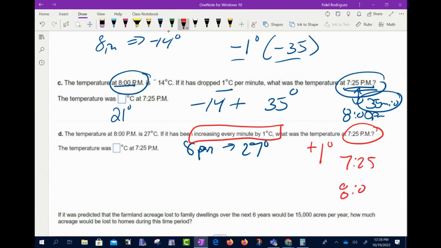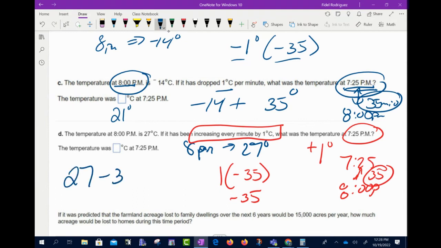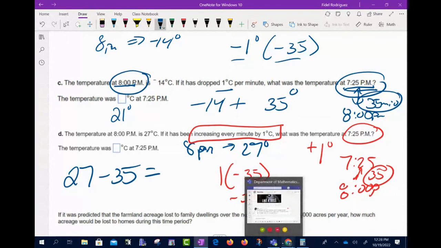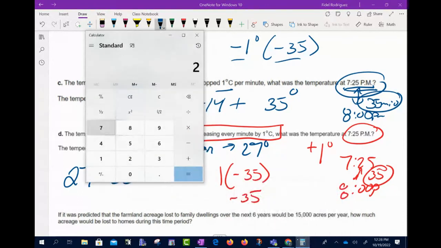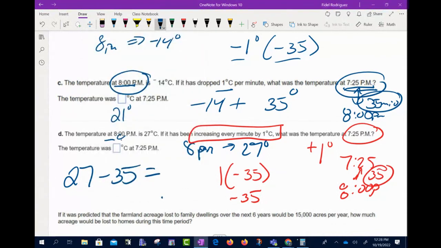So look, y'all, 7:25 to 8 p.m. Again, we know that there's a total of 35 minutes, but because we're going backwards, we're going to think about that as a -35. So I have 1 degree times -35 minutes is a -35. Now we have 27 because we started off at 27 degrees, and we're going to subtract 35. So again, I'm just going to use my calculator here, 27 minus 35, and that's leaving me with a -8. And so the temperature at 7:25 p.m. was -8 degrees, right?